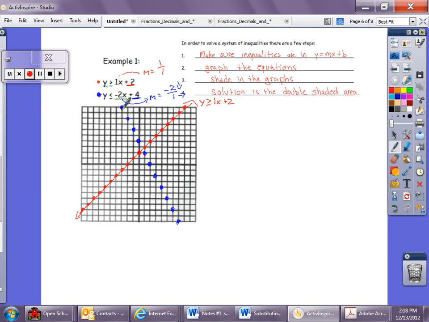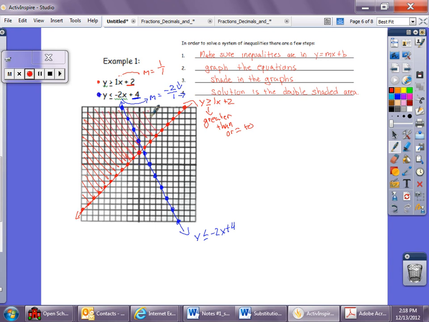And since it's y is less than or equal to, that equal to means this is a solid line. So we can connect all of our points. And this is the graph of y is less than or equal to negative 2x plus 4. Now we can go back and it says to shade in the graph. This sign means greater than or equal to. So greater than means we want to shade above this graph. So everything above this graph I'm going to shade in.